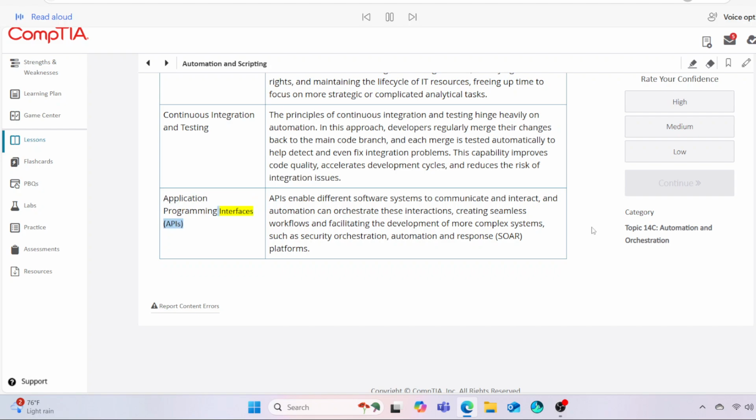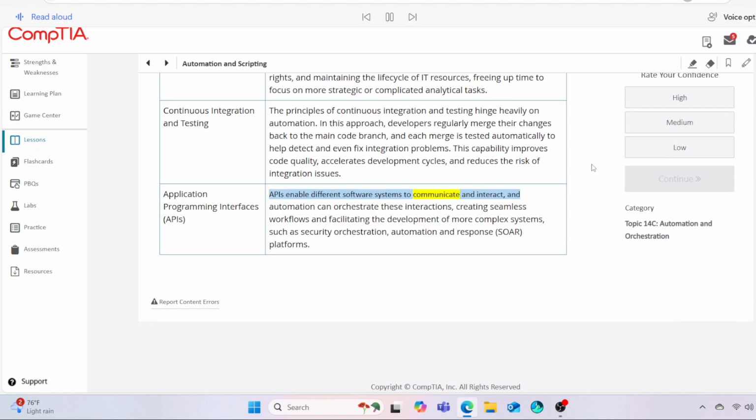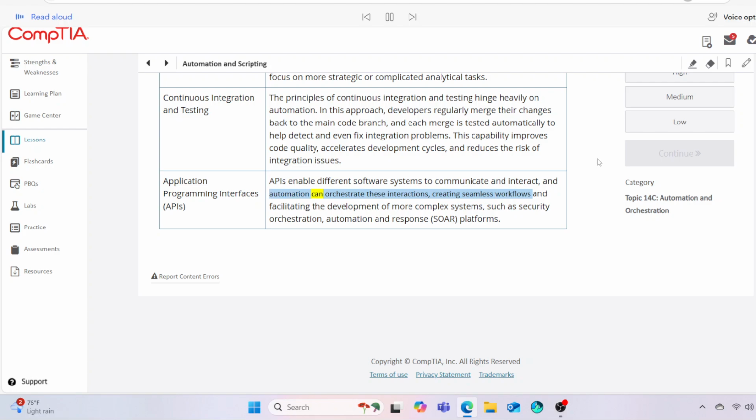Application Programming Interfaces, APIs. APIs enable different software systems to communicate and interact, and automation can orchestrate these interactions, creating seamless workflows and facilitating the development of more complex systems, such as security orchestration, automation, and response, SOAR, platforms.